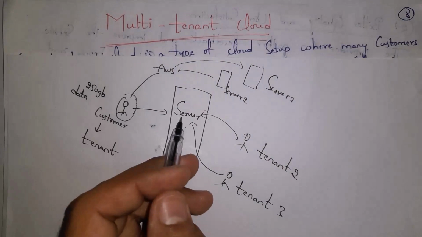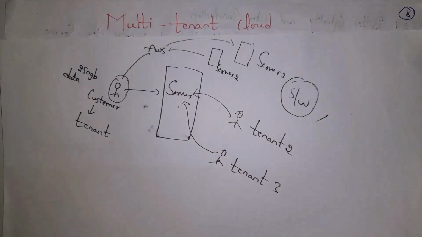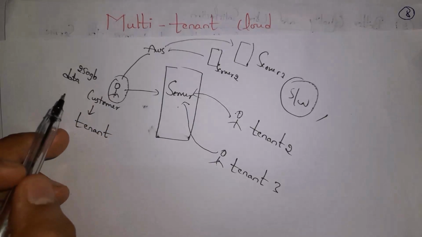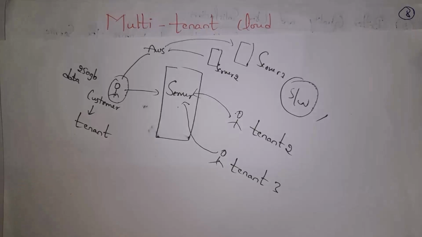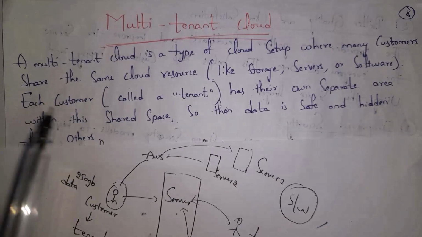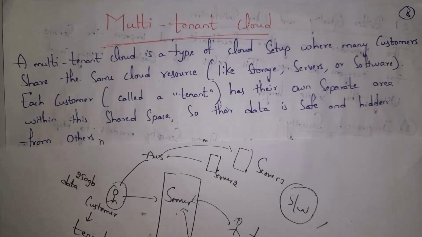Guys, not only servers, AWS also contains software, storage, etc. Multiple people can use same softwares, same storage and same servers at a time. And all these people are independent. Whatever data you store in cloud, the data is secure. No one can access your data. In cloud, each customer has their own separate area within the shared space. So your data is safe and hidden from others. No one can access your data. You have your separate space.